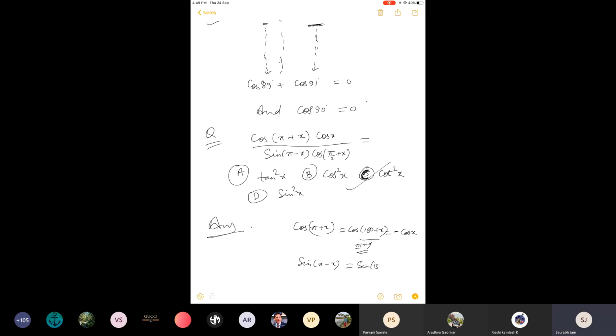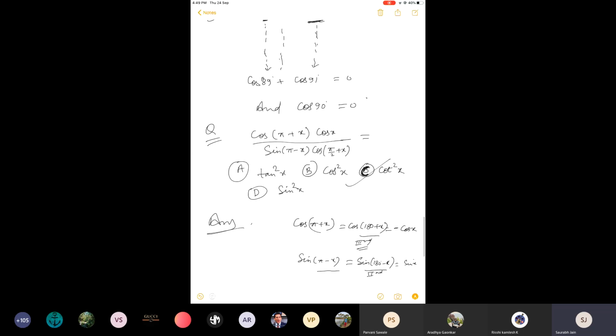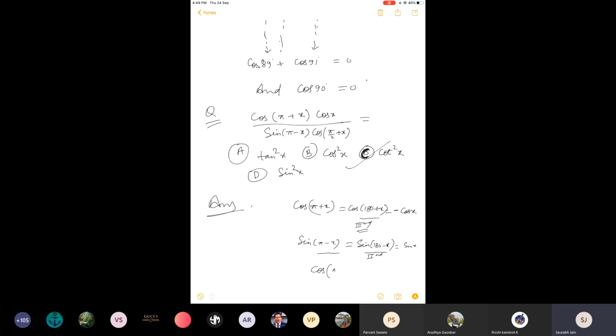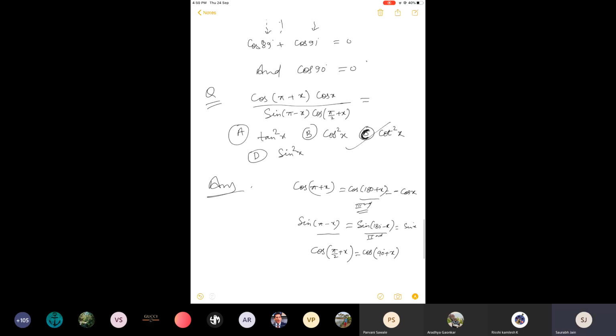Sin 180 minus x. Again, trigonometric ratio. 180 even multiple, no change, but angle is second quadrant. Sin is positive, so it will remain sin x only. And finally, cos pi by 2 plus x. Pi by 2 means 90 degree. 90 is an odd multiple, 90 into 1. So cos will change to sin. And 90 plus is second quadrant, cos is negative. Put a minus sign here.